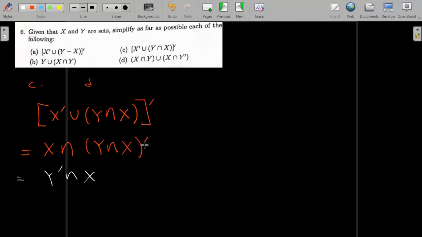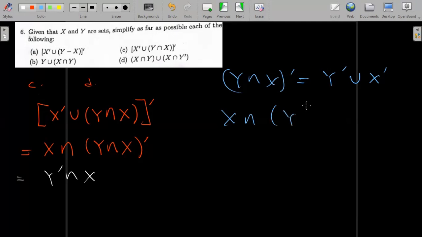So De Morgan's law says this here: Y intersect X complement is going to be the same as Y complement union X complement. Meaning we will have X intersect, then I have Y complement union X complement there. Then I can use the distributive law where I distribute my X intersect here. So I have X intersect Y complement like this.